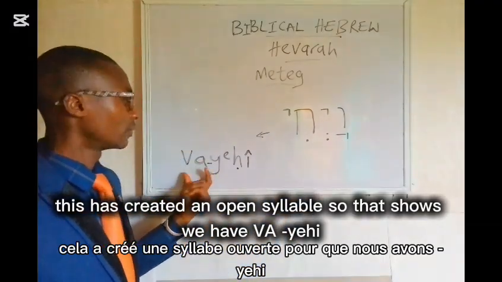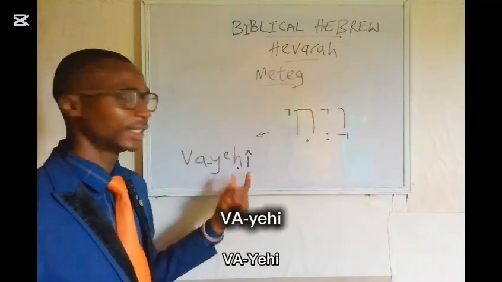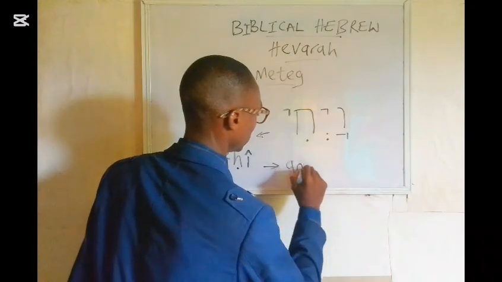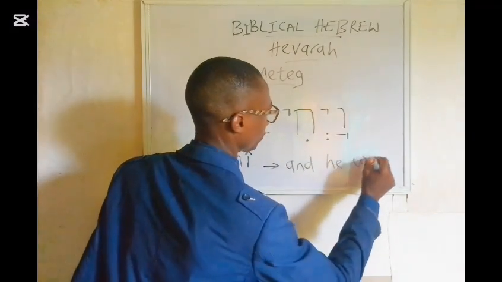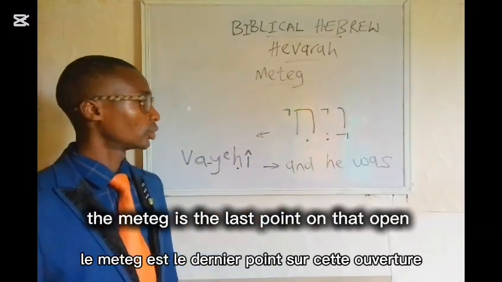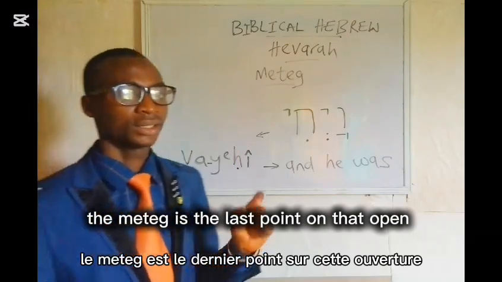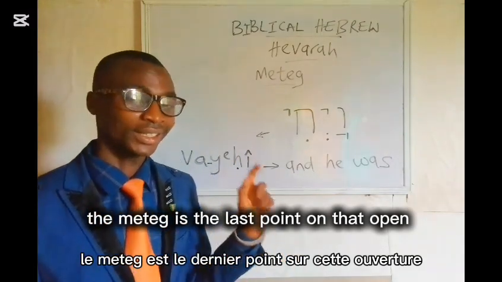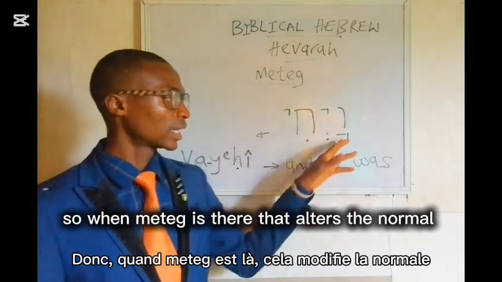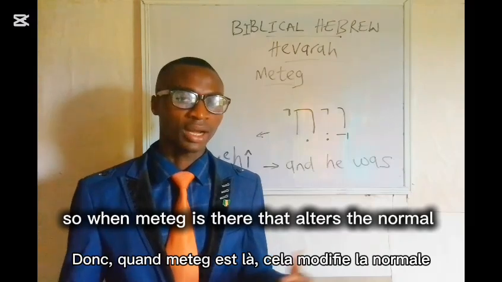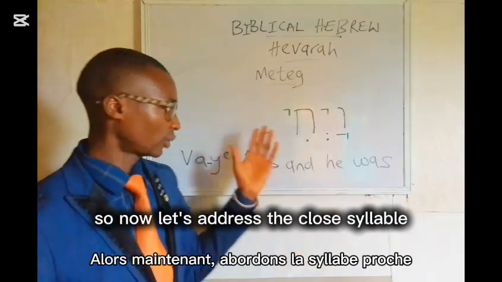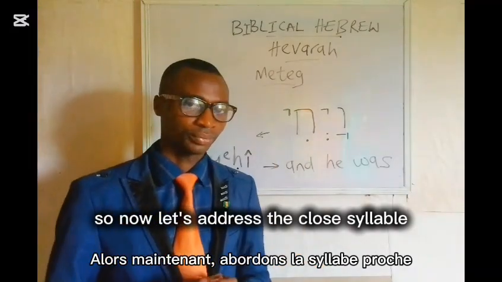So that shows we have wayehi, and it is translated as "and he was." So the meteg is the last point on the features of open syllable structures. When meteg is there, that alters the normal principle for creation of an open syllable. So now let's address the closed syllable.